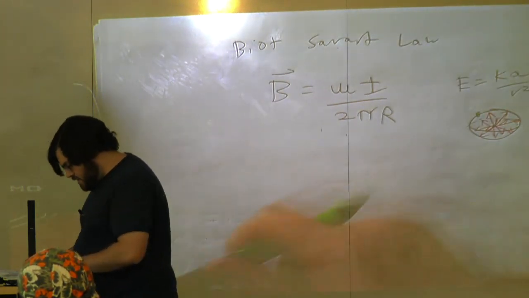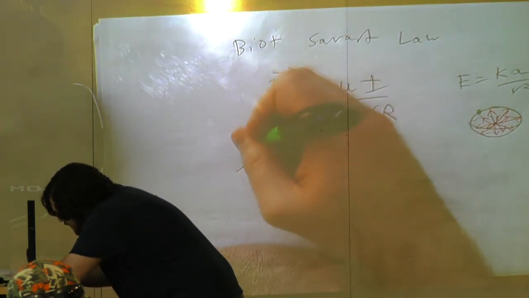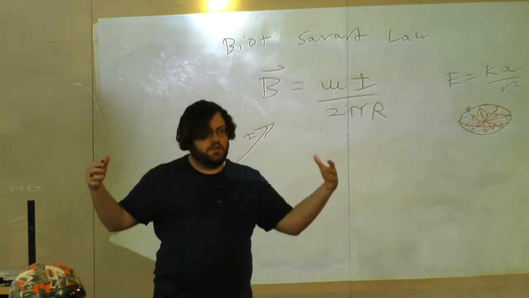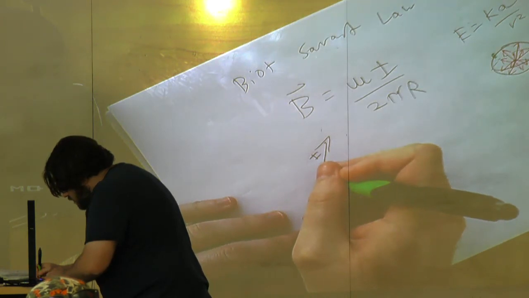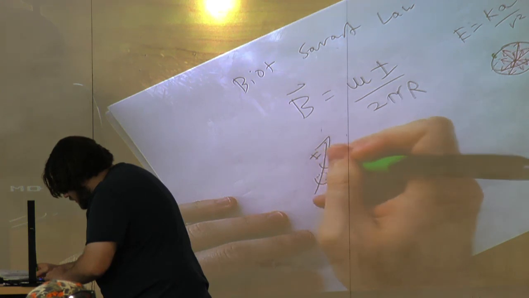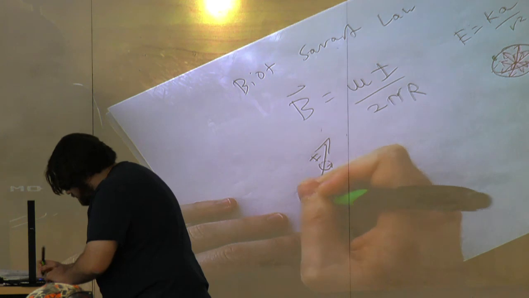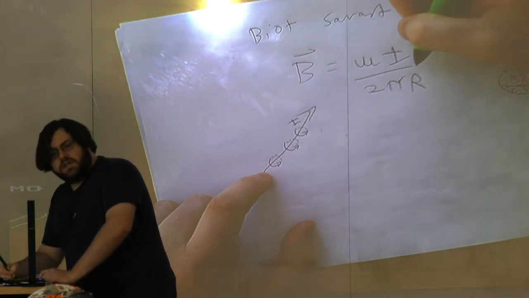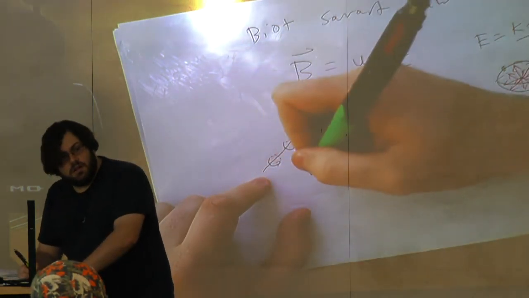Now, field in the magnetic sense doesn't work exactly like that, because if I have a wire, the field doesn't radiate outward in a spherical pattern. It radiates around the wire like this. So when we divide by 2 pi r, all we're doing is dividing by the circumference of that circle.